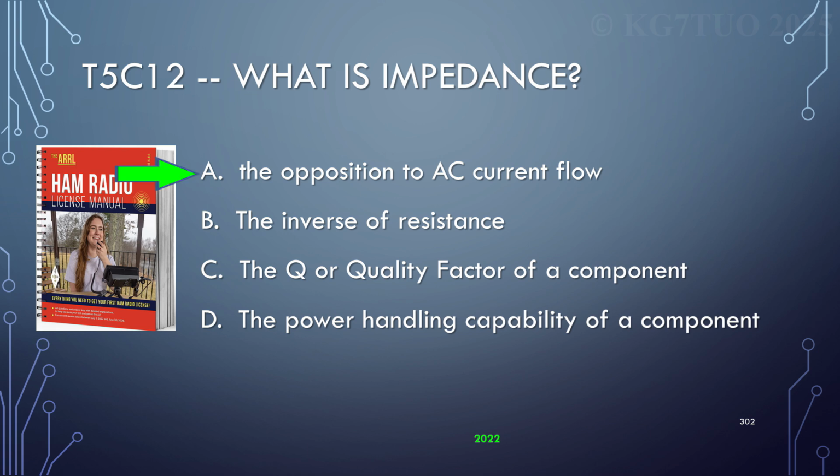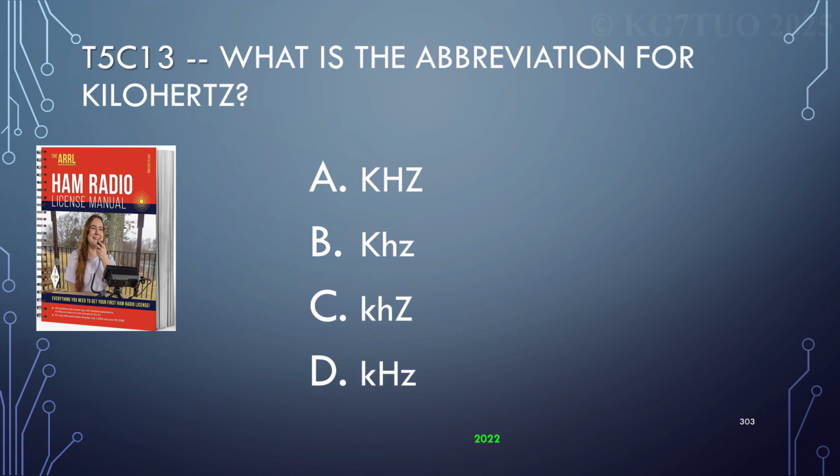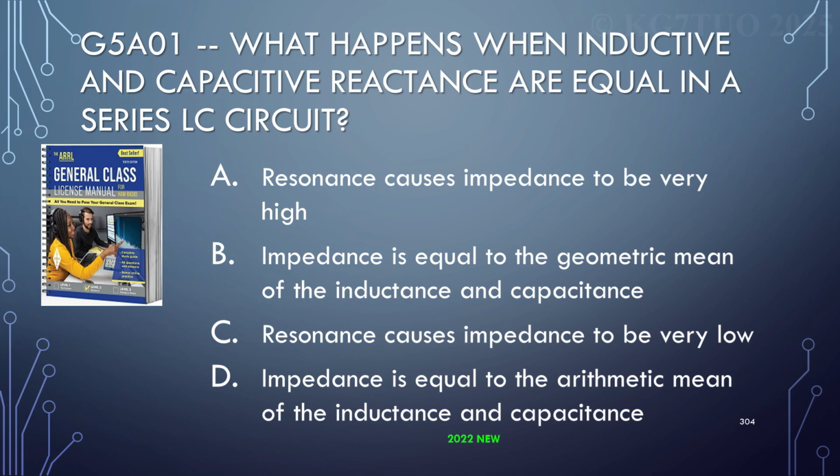Opposition to AC. What is the abbreviation for kilohertz? Delta. Delta. What happens when inductive and capacitive reactance are equal in a series LC circuit?